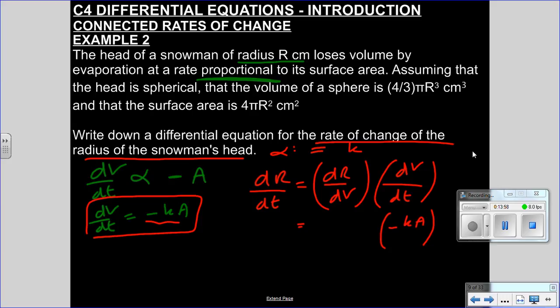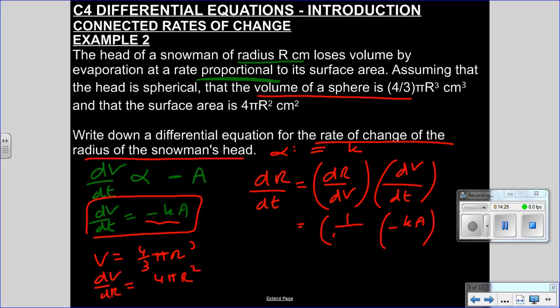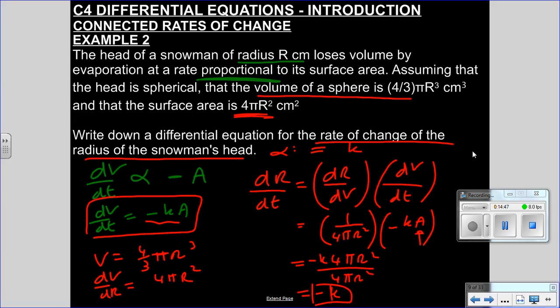And what is dr by dV? Well, we know that the volume is 4 over 3 pi r cubed. So if I need dr by dV, I first need to find dV by dr and then 1 over it. So the power comes down, 4 pi r squared, the 3's cancelled, so I've got 4 pi r squared. So this dr by dV is 1 over 4 pi r squared. And what is the area? The area, it was already told us, so that's this A here, is 4 pi r squared. So 4 pi r squared times by minus k, over 4 pi r squared. So the answer is just minus k. Okay, so it's a constant rate. It's a constant evaporation of that head.